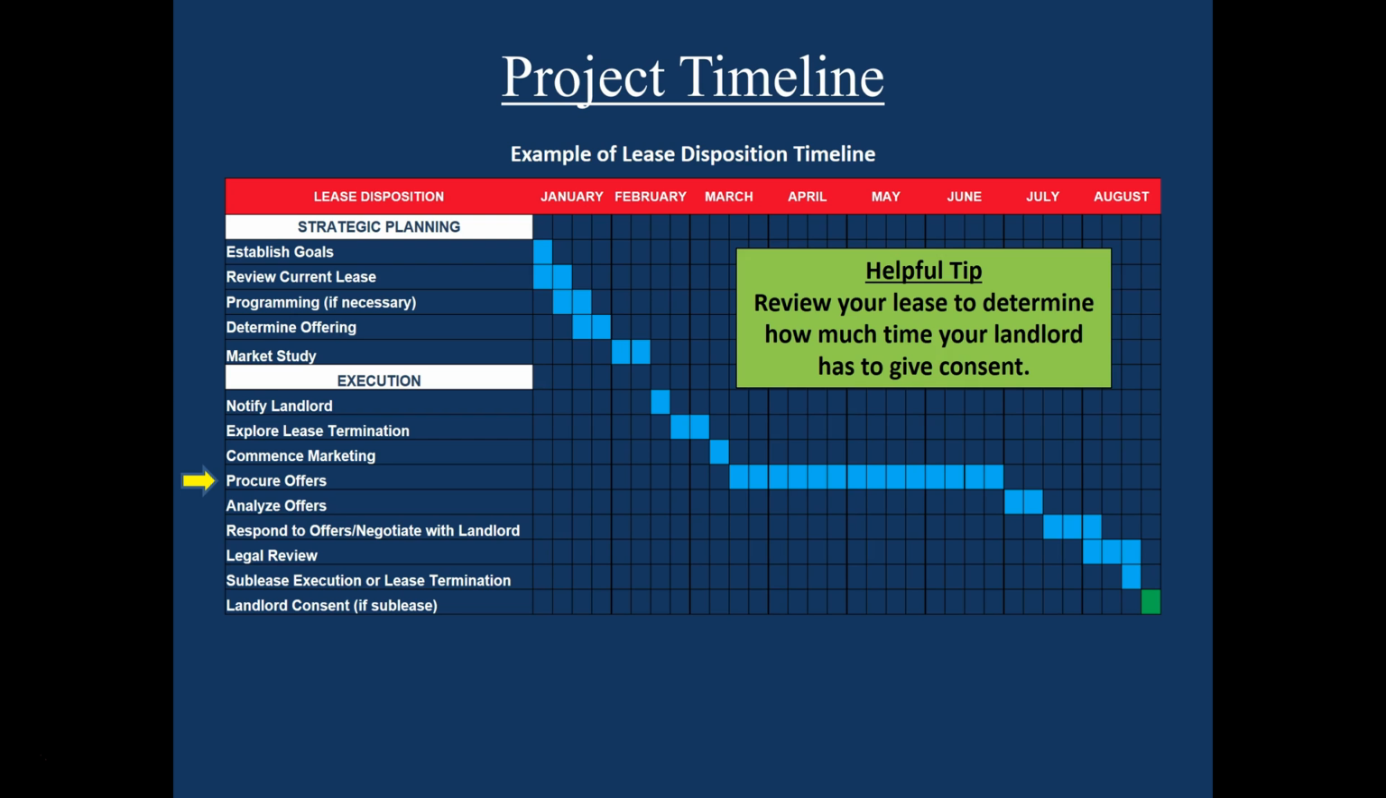Here's a helpful tip when creating your timeline. If you complete a sublease, it will require execution of a landlord consent document, which is not required if you do a lease termination. Review your current lease to determine how much time your landlord has to give consent after you sign a sublease. Most leases require that after you negotiate and execute a sublease, the landlord must approve it before it becomes valid. This is generally done via a consent form that is signed by all 3 parties: you, the subtenant, and the landlord. The lease will probably specify how long the landlord has to review and approve the sublease once you've completed it. Sometimes people forget about landlord consent and then find out later that it's going to take another 30 days to get their sublease done. Put that in your timeline at the start, and there will be no surprises later.